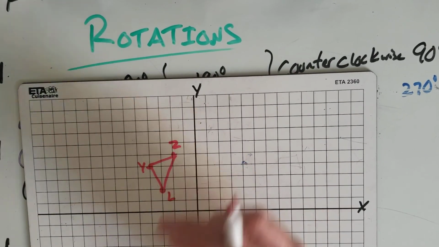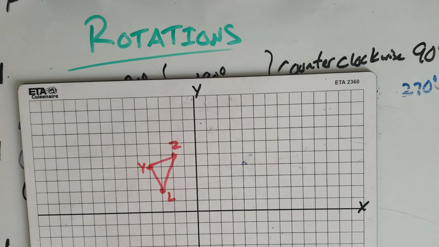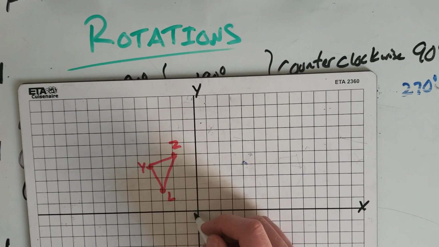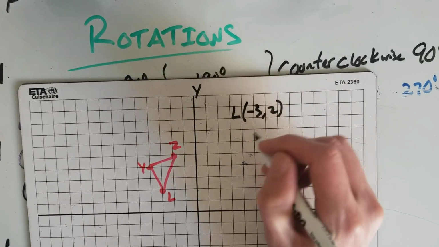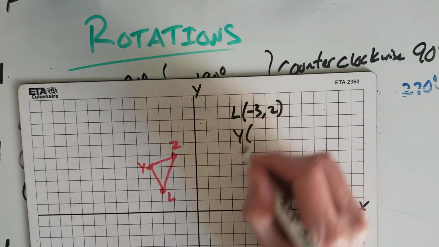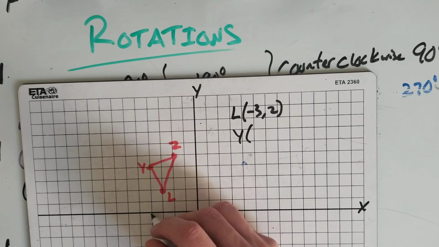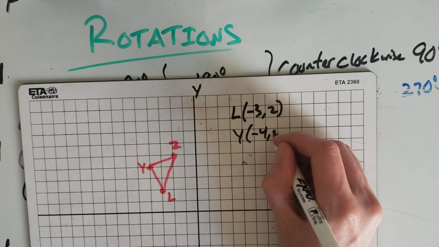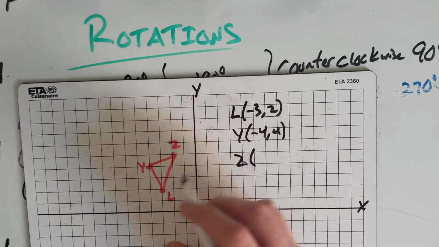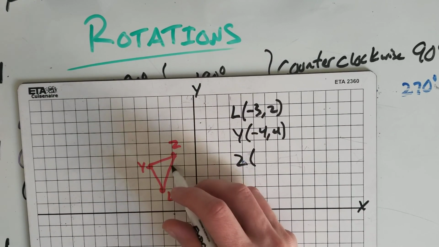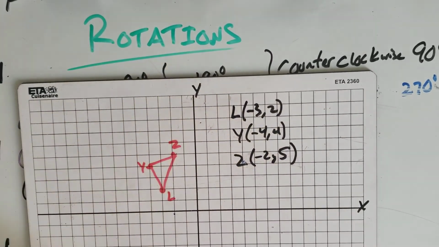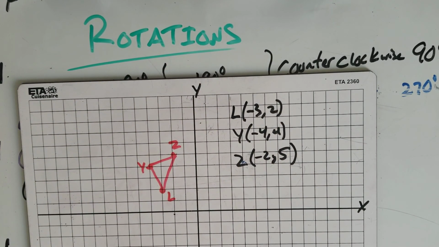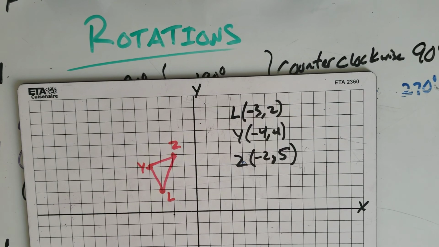Again, we want to go ahead and list our coordinates to start. L is (-3, 2). Y is (-1, 4) and (4, -4)... Z is (-2, 5)... The rule that we are transforming by is a rotation about the origin, and it is 180 degrees.